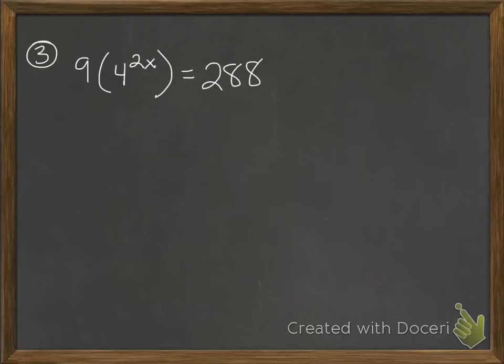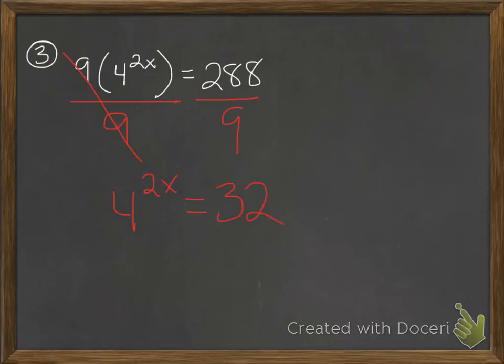All right, so let's try something like this. What if we have 9 times a 4 raised to the 2x? Again, same story. I have to get that base with exponent by itself first. So first thing I have to do, divide both sides by 9. Okay, so 288 divided by 9 is going to leave me with 32. So 4 to the 2x is equal to 32.